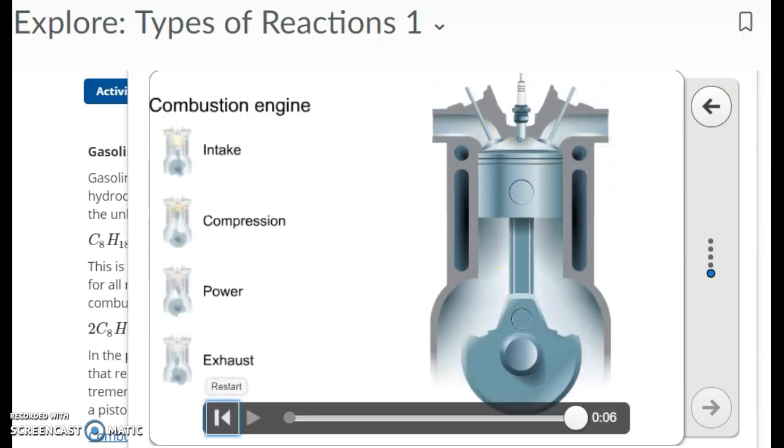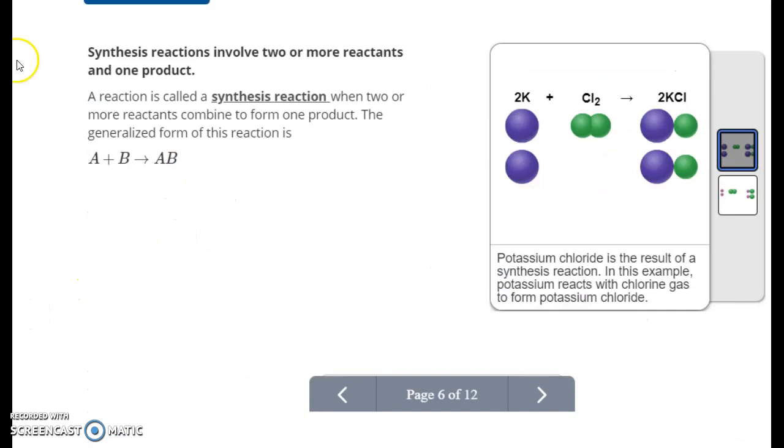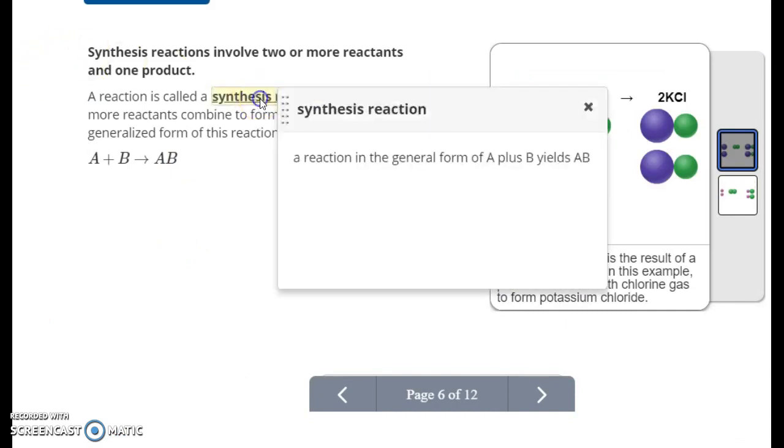All right. So that was combustion. Our next type of reaction that we're going to talk about is synthesis. So a synthesis reaction is a reaction in the general form of A plus B yields AB. So in other words, two compounds or elements, or a compound and an element. So at least two chemicals are going to be added together, and they yield one product. So in a way, it's kind of like you have two things and you super glue them together.